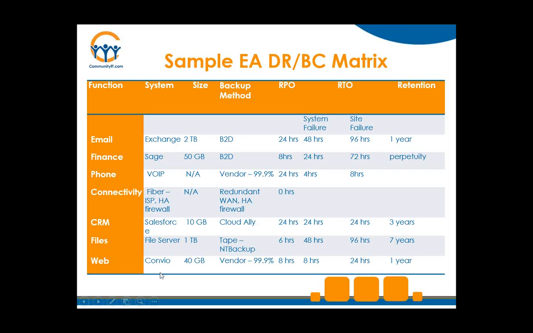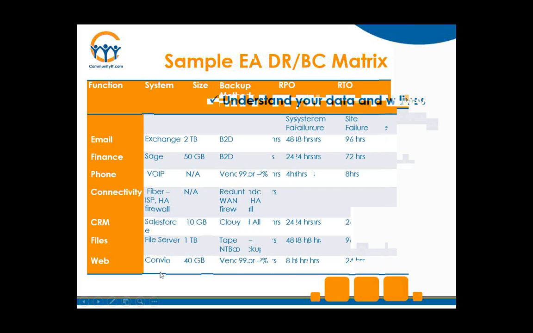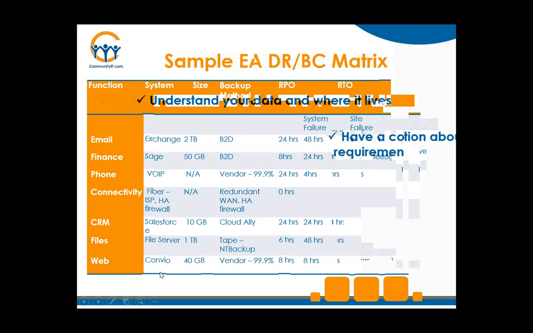So if you're going to make up that backup and disaster recovery checklist, for the folks that had no plan, this is a good place to get started. Understand your data and where it lives. Making that list of all the services or applications that you use can be really informative, and can help build that framework. Have a conversation about your organization's requirements.